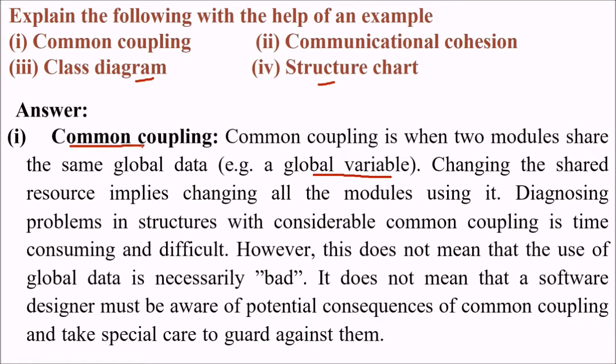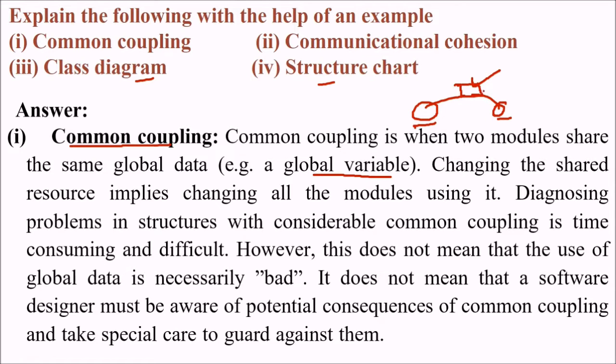So we call them two modules, or two or more modules. If this is a module, and this is a module, they are sharing the same global variables. So changing the shared resource implies changing all the modules which are using it. And diagnosing problems in structures with considerable common coupling is quite difficult and time consuming also.